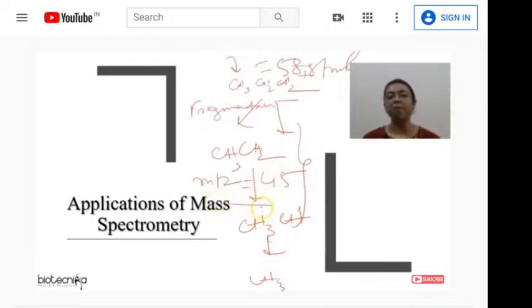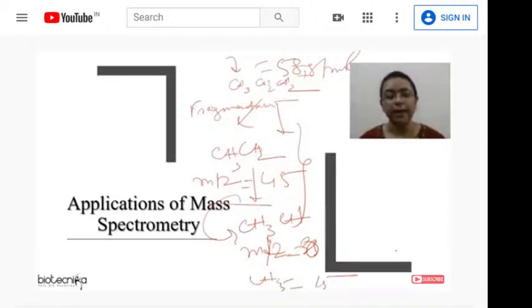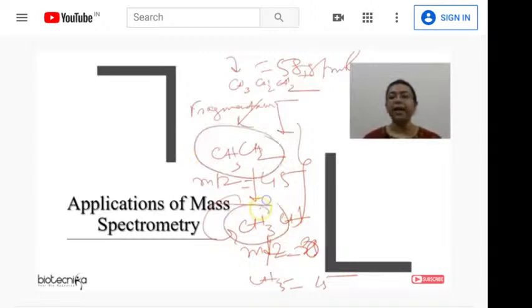Suppose CH3, CH2 will have an M/Z ratio of, arbitrarily, 45. Next, we'll move on to CH3CH. Definitely it will have a lesser M/Z ratio, suppose 30. And CH3 will have 15. So like this, it will be degrading. The fragmentation will take place like this. Clear? And ultimately, these are all called fragmented ions. Whatever ions we get in between will all be referred to as fragmented ions.